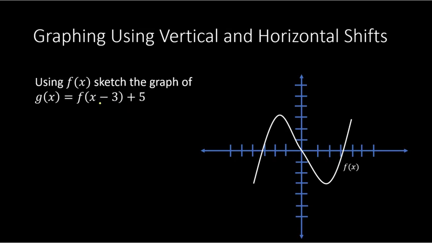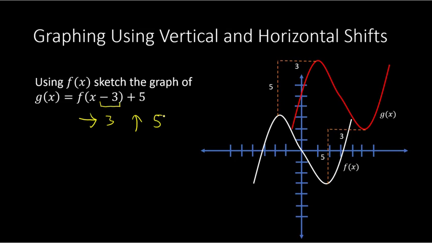Well, in this case, the minus 3 is going to shift everything to the right 3. And the plus 5 outside of the parentheses is our vertical shift. It's shifting the graph up 5 spaces. So we shift the graph up 5 spaces and then to the right 3 spaces. And now we have our new curve right here. All right, so our graph can be shifted both horizontally and vertically at the same time with these different numbers.